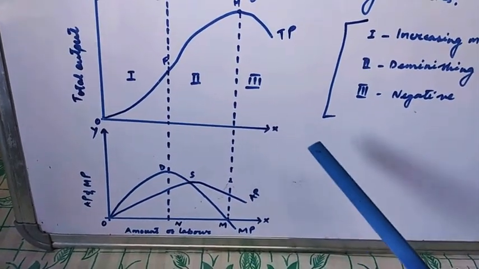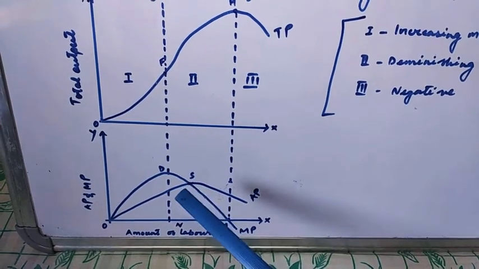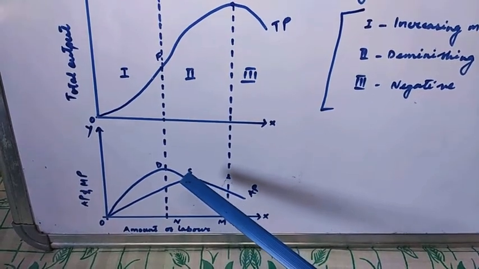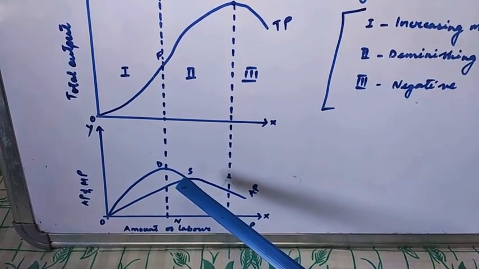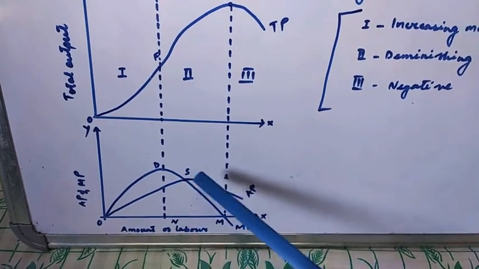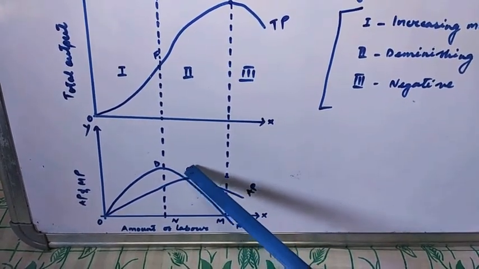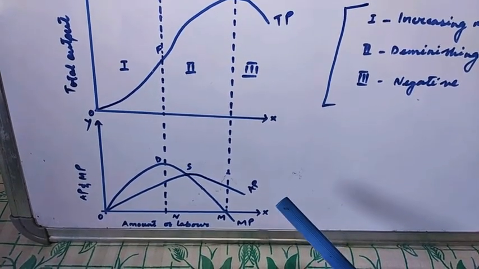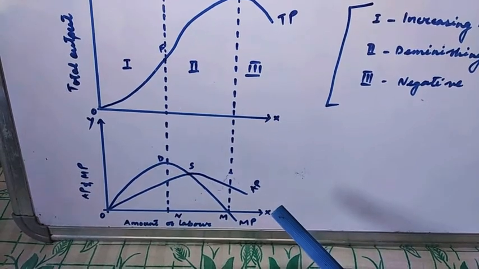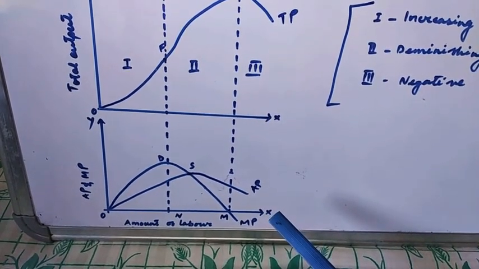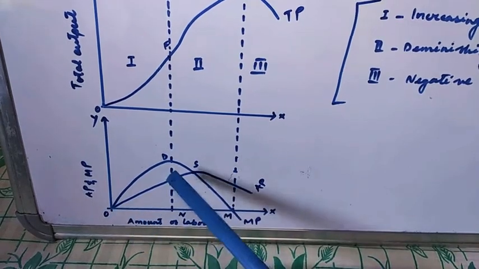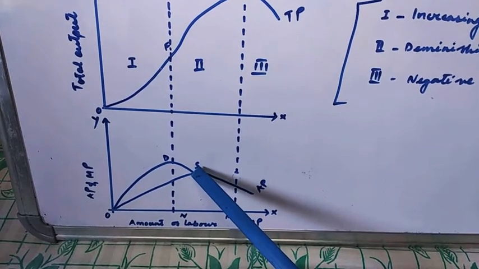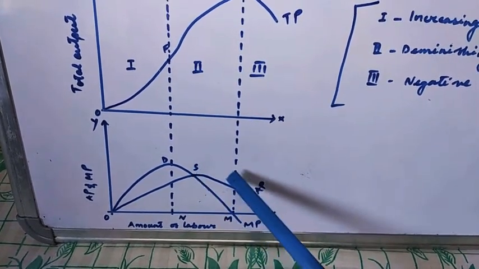And the next thing that we observe is that when the average product of a factor is constant, its marginal product is equal. So at this point S, AP and MP are equal. So as a result, marginal product is equal to the maximum of average product. That is why when this AP is maximum, MP is equal to the maximum of AP.